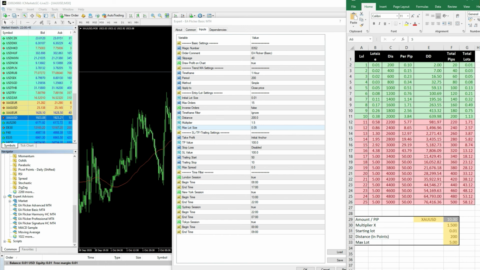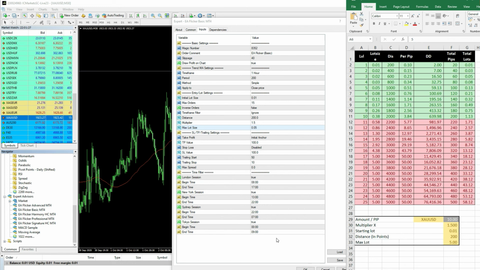Now, once you have come up with settings, talking about settings that are included with all the Flickers, whether it's Flicker Basic, Flicker Advanced, Flicker Professional, or Ultimate, or Signature, or Harmony, or whatever, do not treat the defaults as default values. That doesn't mean you download the EA, load it up, attach it to the chart, press OK, and it's good to go. No. Those are not the defaults. Those are merely numbers for illustration purposes.